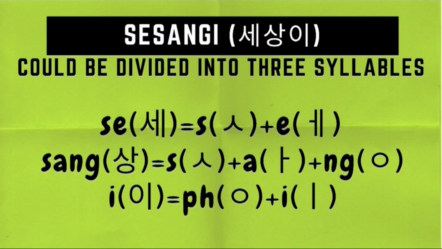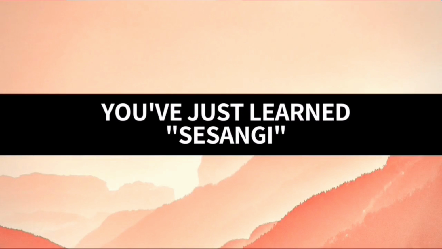Again, that's siyot and e for se, and then siyot, a, and iyang for sang, and a no sound iyang and an e for the third syllable i. That's how you write sesangi in Hangul. And with that, you've just learned sesangi.